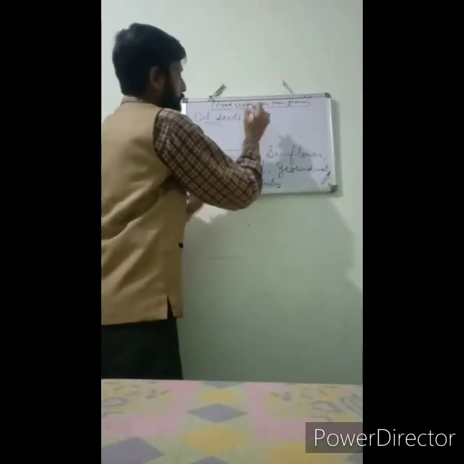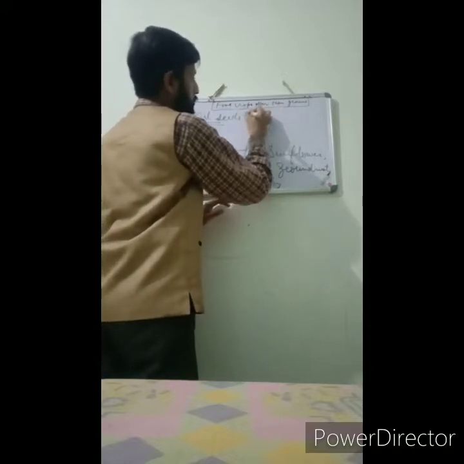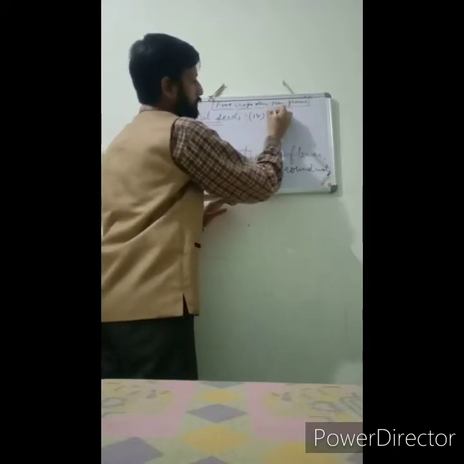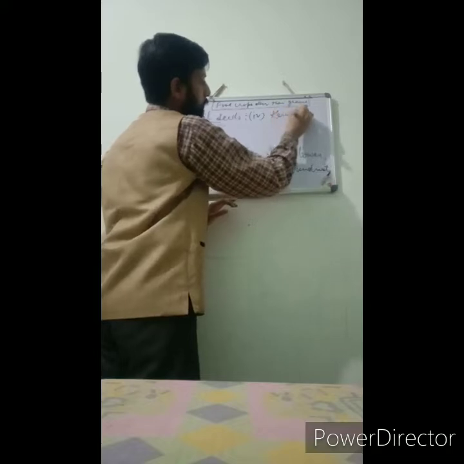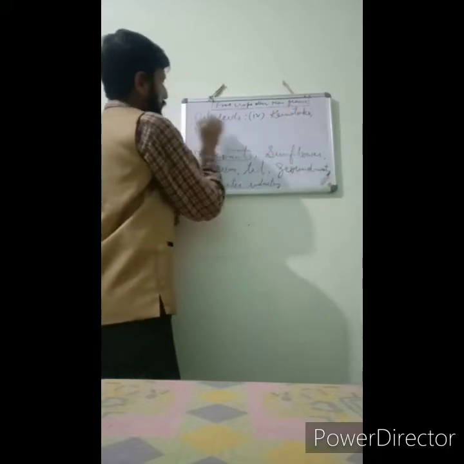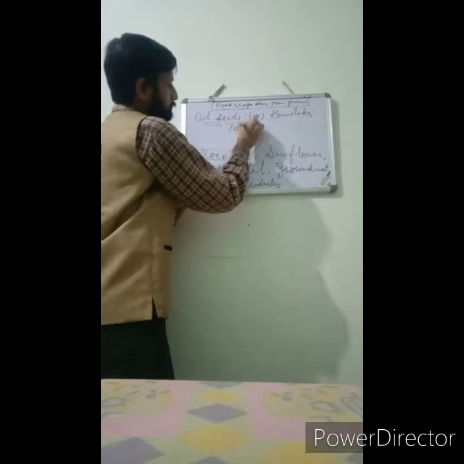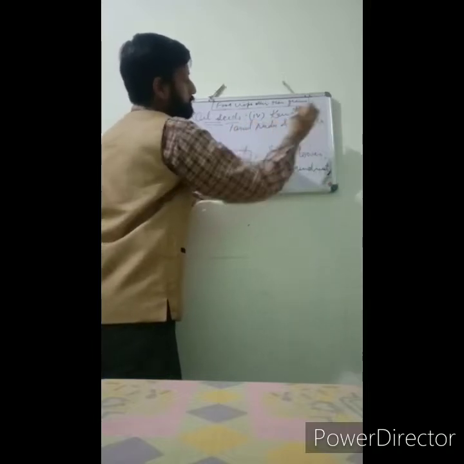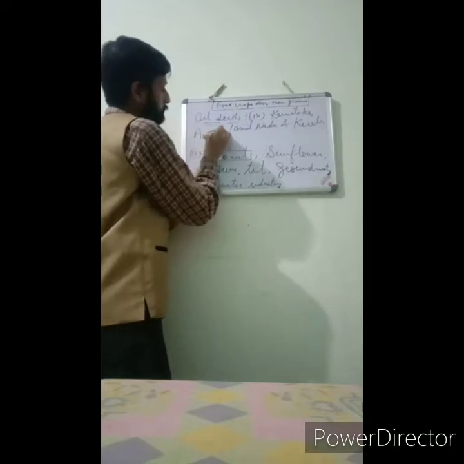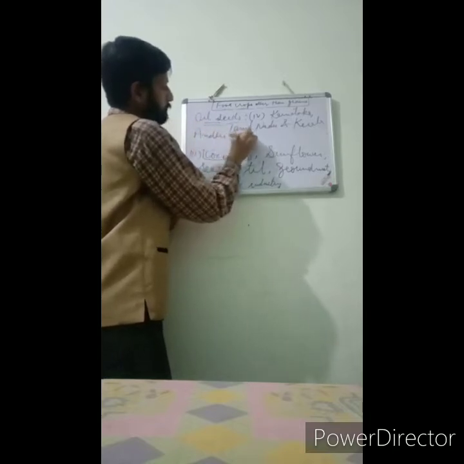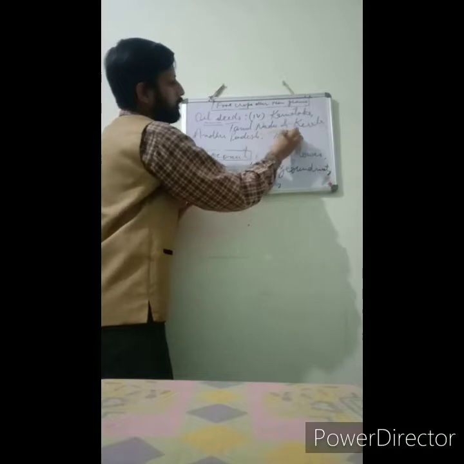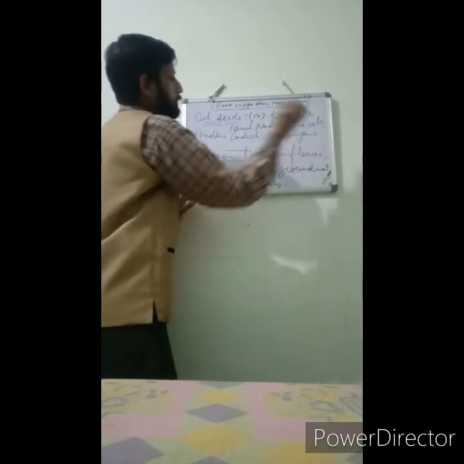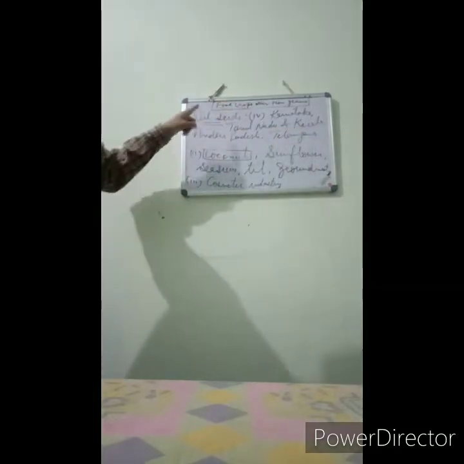Now, major states, please write down the major states that produce oil seeds. Karnataka, Tamil Nadu, Kerala, all these southern states. Okay, Andhra Pradesh, Telangana, all these southern states. These are the major producers of oil seeds in India.